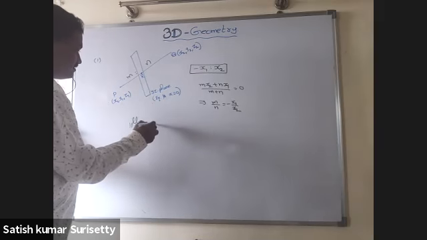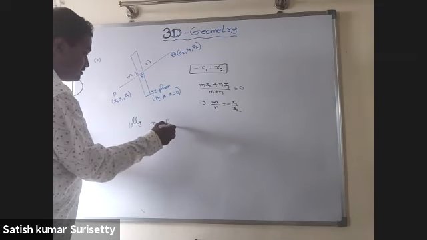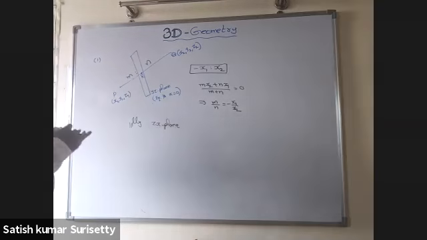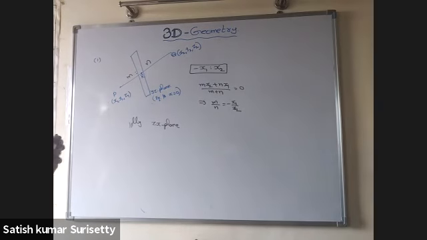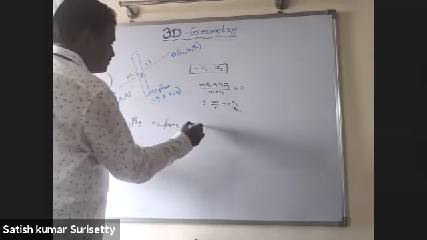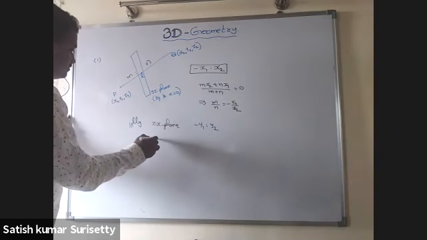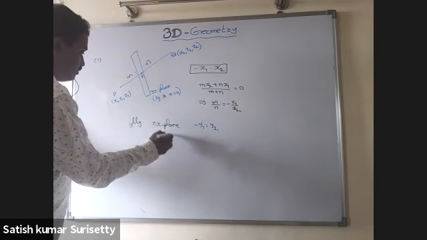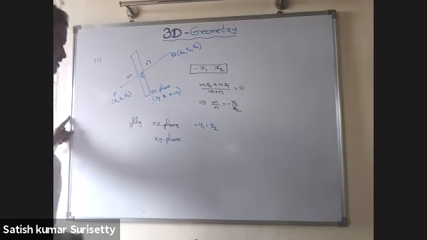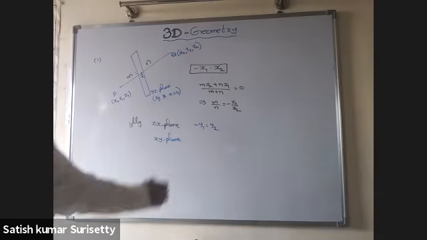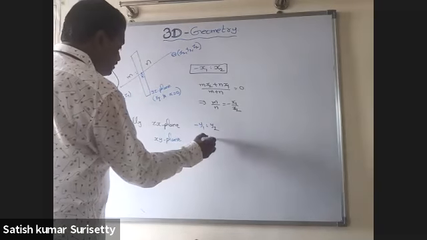Similarly, the ZX plane divides in the ratio of minus y1 is to y2. The XY plane divides in the ratio of minus z1 is to z2.